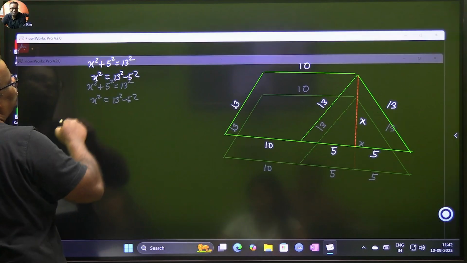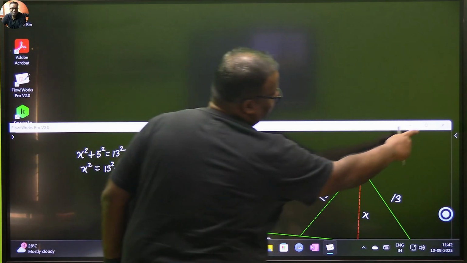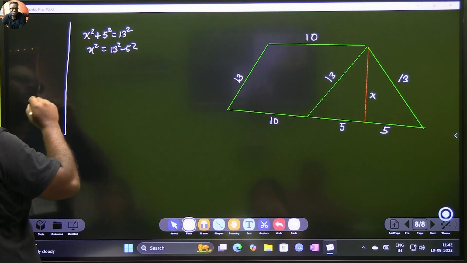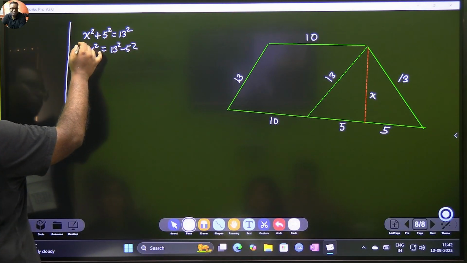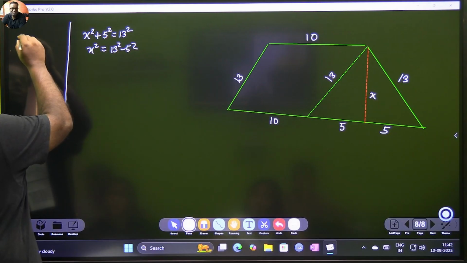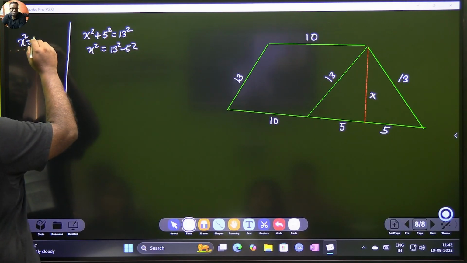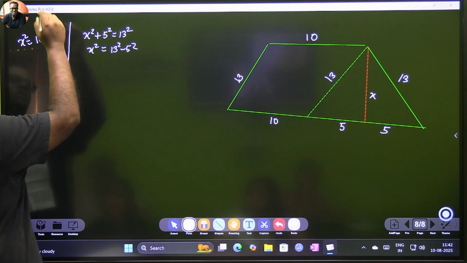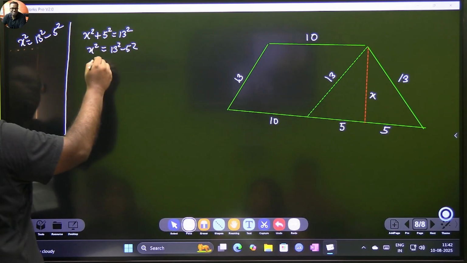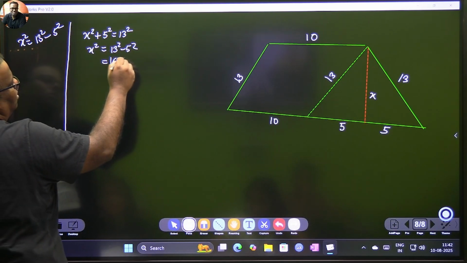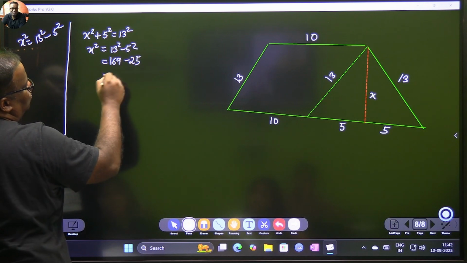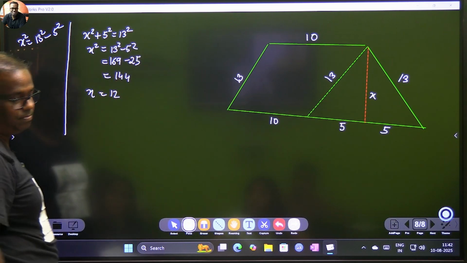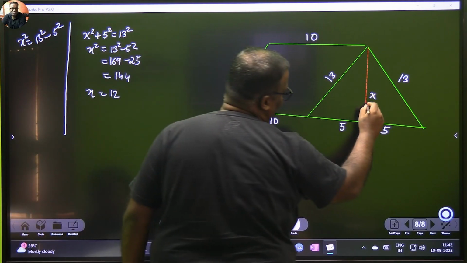The easy way to do it always is, always go like this. If you are trying to find out a smaller side, the smaller side square is always equal to the hypotenuse, which is the bigger side, square minus the other side, which is 5 square. 13 square is how much? 169. 5 square is 25. This is 144. So your x value comes how much? 12. So we have got this value as 12.